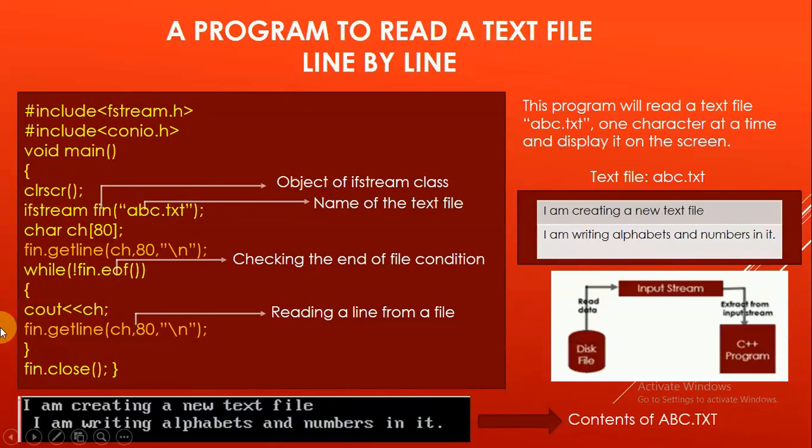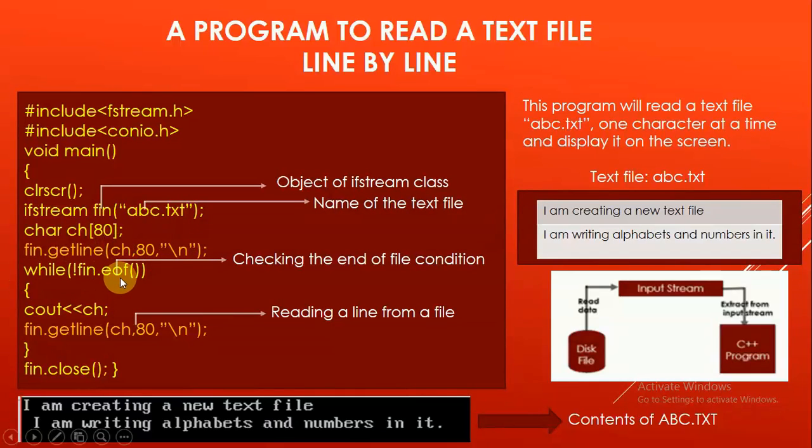Now I have to read line by line, so I will create a big string of size 80. Now the statement would be fin.getline(ch, 80, '\n'). It will read either till 80 characters or slash n, whichever is encountered first. So in my case, no line in the file is bigger than 80, so it will read till end of line, and that line will be stored in ch.